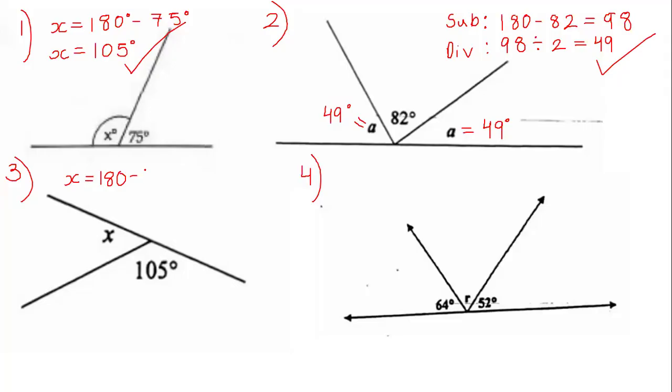And since it is 180 degrees, we subtract 105 degrees, which will equal 75 degrees, I'm pretty sure. Are you pretty sure or are you 100% sure? Oh no, I'm 100% sure. So then x equals 75.